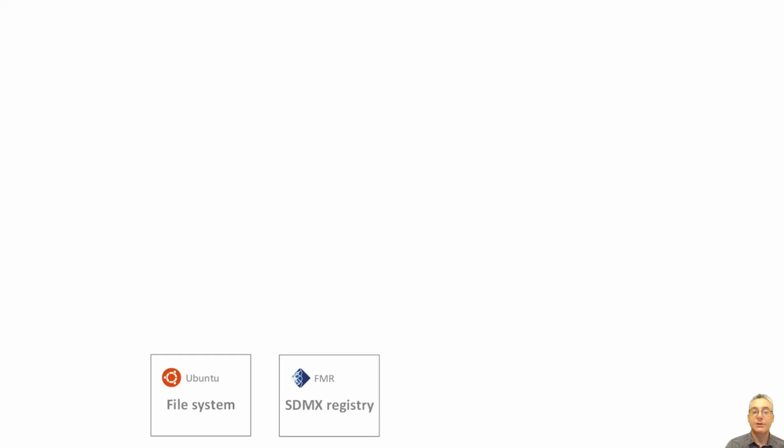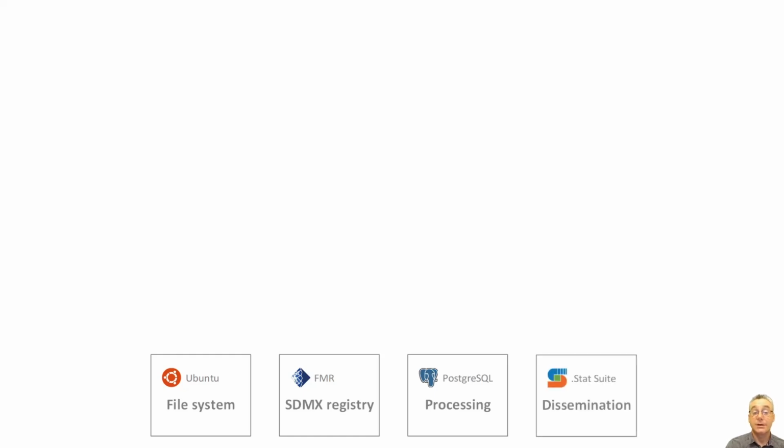The Fusion Metadata Registry will manage all SDMX artifacts required to drive the process. These include data structure definitions for both source and target data, structure mappings, and metadata structure definitions. A PostgreSQL database will store a copy of the source data used in the process, and more importantly, it will serve as the environment where transformation steps derived from DDI and SDMX metadata are implemented. A .StatSuite instance will function as the dissemination platform, publishing aggregated statistics and their accompanying metadata.